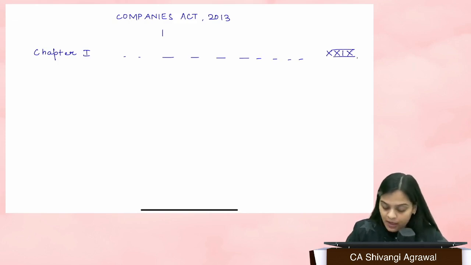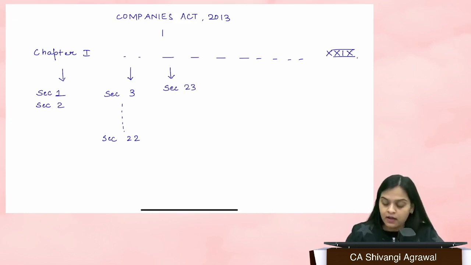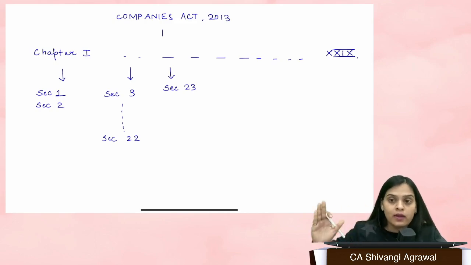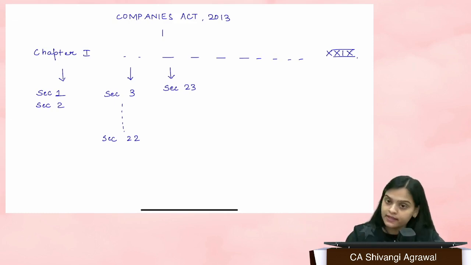Now these chapters are further divided into different sections. In chapter 1 we have section 1 and section 2. Likewise, in chapter 2 we have section 3 and it goes on till section 22. Then the next chapter starts from section 23 and so on. This way we have the hierarchy. We have to read till section 122.